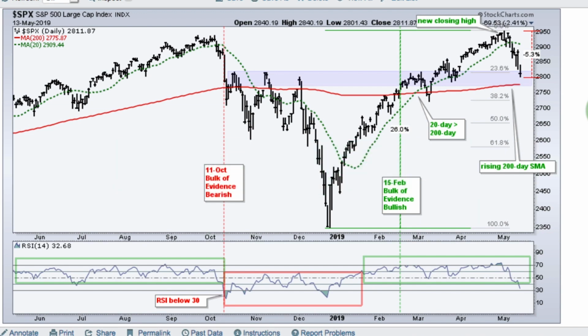So what about the S&P 500? Well, let's try and take a step back and look at what's happening here. All right, I do agree that the market is a bit out of control, and I'll show a weekly chart here in a minute to illustrate that.